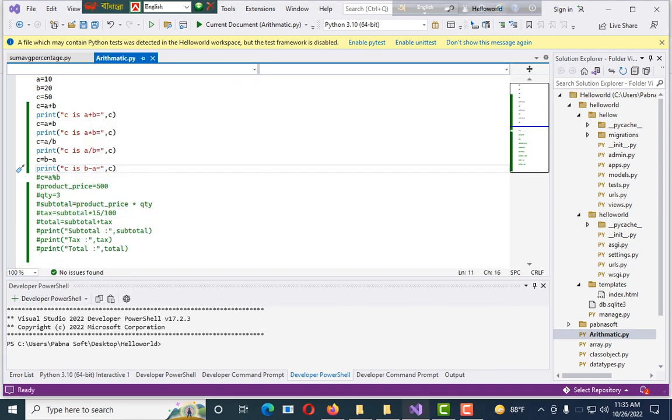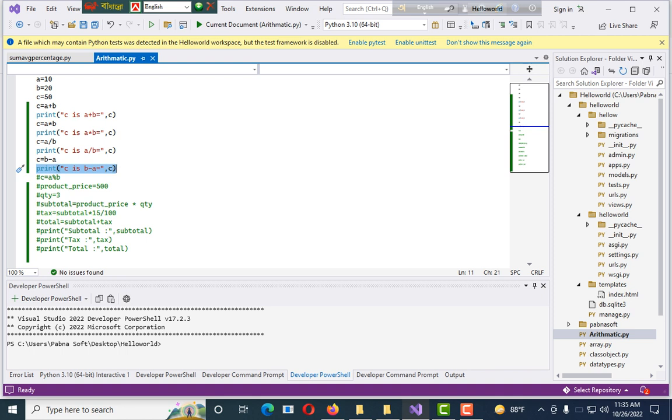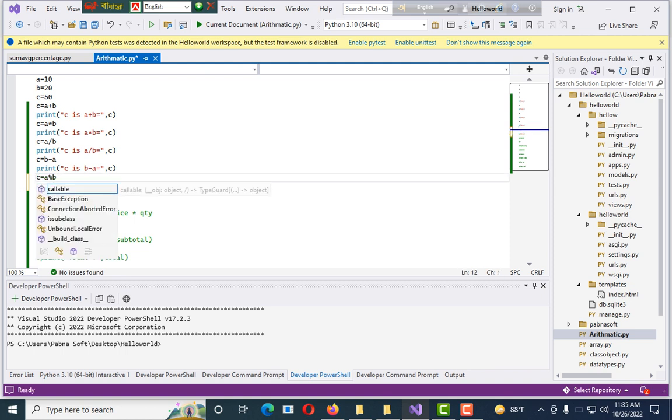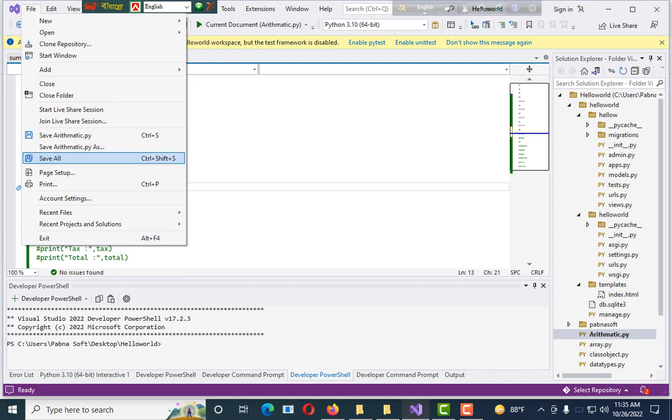Okay, now we will calculate remainder. Find out remainder. Okay, a modulus by b.